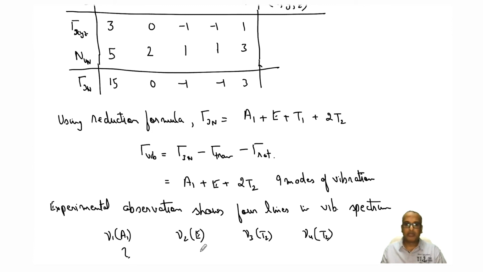But what are these modes? That we still don't know, right? What we have done is we have identified that, out of 9 modes of vibration, we should be observing 4 lines in the spectrum. Now these 4 lines will correspond to what? Whether there is symmetric stretching, antisymmetric stretching, what kind of bonds will be stretching, what kind of bonds will be compressing. All those things we can also do, but that we will learn in the next class. Okay.